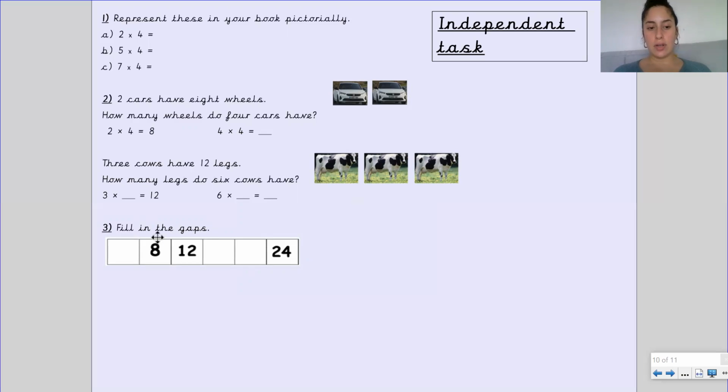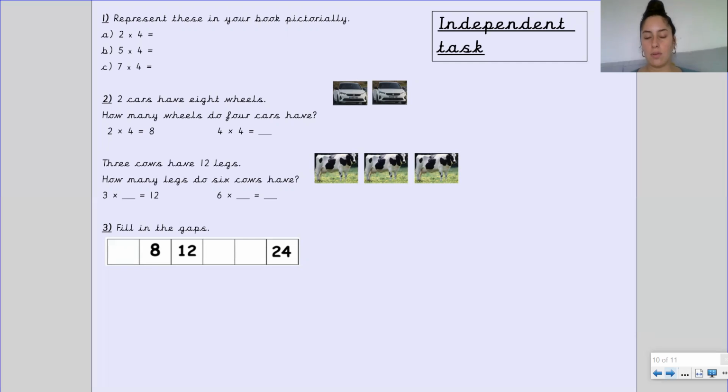For the third question, you're going to fill in the gaps, but just write these down. So what number goes here, and then 8, 12. So write the 8 and the 12 on your piece of paper too, and then what number goes here, what number goes here, and then 24. If you finished and you would like a bit of an extension and a challenge, you can then look at the next slide, which I'm going to show you in a second, and complete your challenge.